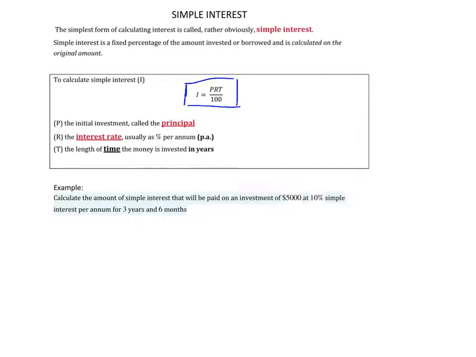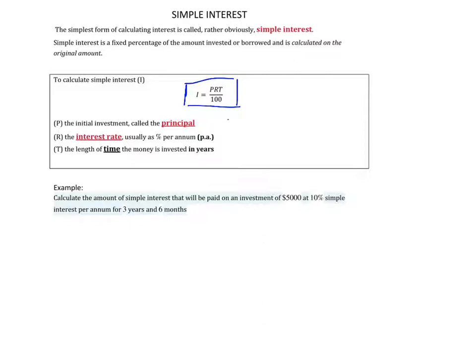I is equal to PRT on 100. The most important thing to remember about that rule is what those letters stand for and what they're measured in. So I is obviously the interest. P is the principal. Now, principal can either be for an investment, so you might be earning interest, or it might be the amount you borrow, which could also stand for the principal.